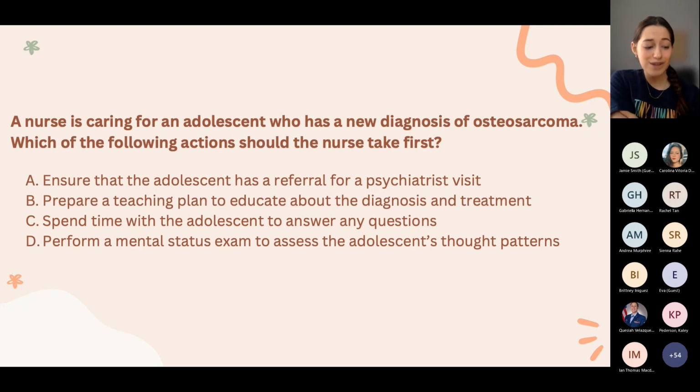All right. Really great job with this one, you guys. So the correct answer is C. You want to spend time with them to answer any of their questions, be there for them, listen to them. They're probably going to have a lot of questions. They're probably going to be concerned. They might be just trying to process everything. So the best first thing that you can do is just sit there with them, listen to them, answer their questions, listen to their concerns, and be there for them.